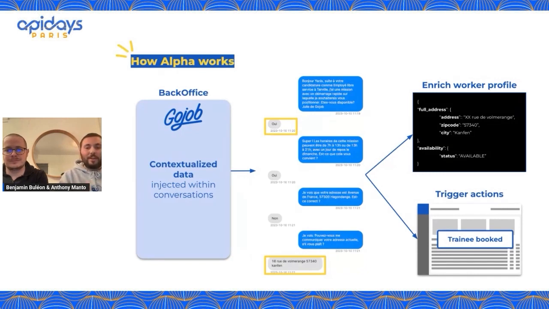So we ask Alpha to understand the output of the conversation. For our use case, we want to know if the trainee is available for a training session. When it's the case, Alpha generates a status and we can trigger an action so we can book a trainee. We use ChatGPT, so the OpenAI API, to generate all the messages of the conversation. And we use Make, as I presented before, to orchestrate all this.